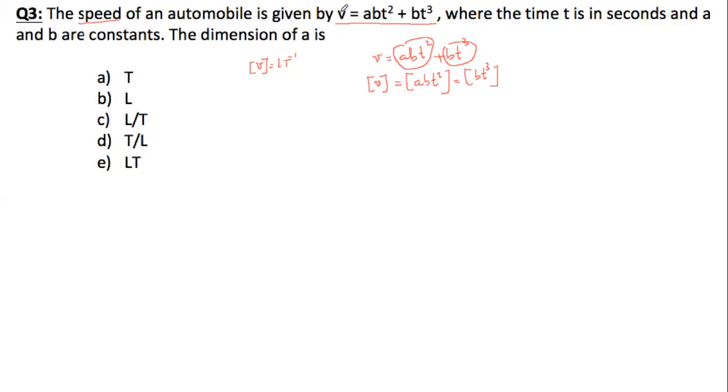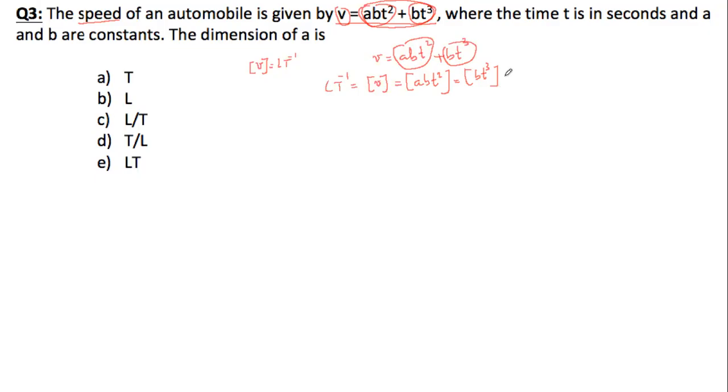We said it many times. An equation, both sides of the equation should have the same dimension. Okay? Dimension of V should be the dimension of everything here. That's the first thing. Then the fact that I'm adding this term and this term here, they have the same dimension. So that's why I have dimension of V, which is L divided by T, would be the dimension of A B T square, which would be the dimension of B T cube.